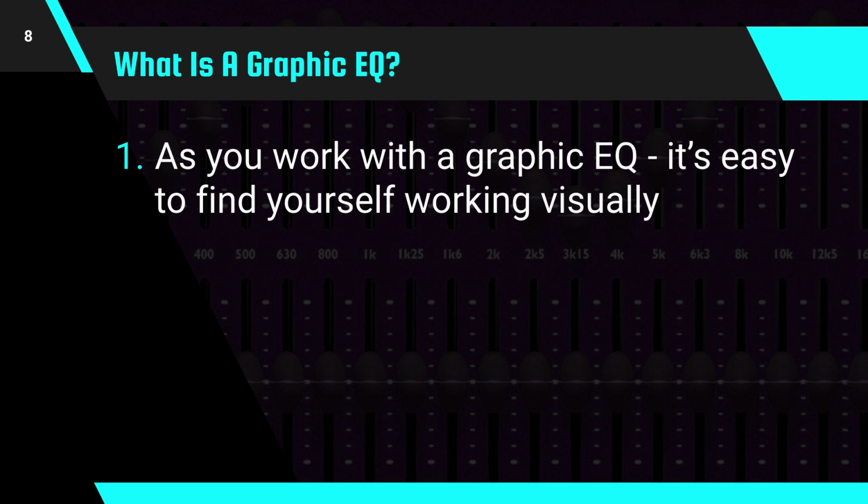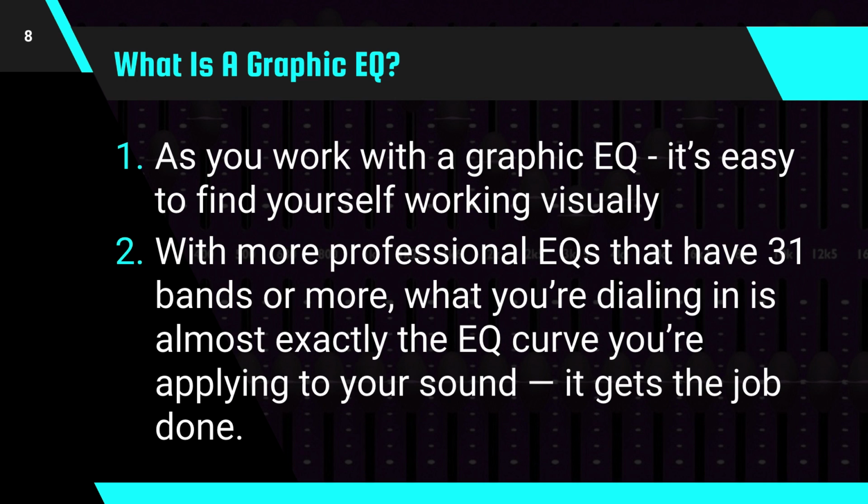And as you work with a graphic EQ, it's easy to find yourself working visually to set things the way you want them. With more professional EQs that have 31 bands or more, what you're dialing in is almost exactly the EQ curve you're applying to your sound, and while it's a crude pattern compared to the smooth visual you get from some parametric EQs, it still gets the job done.